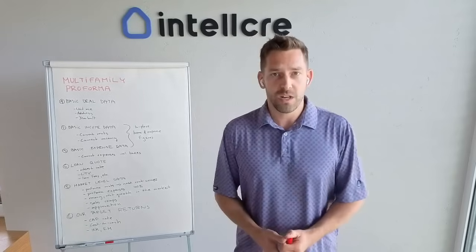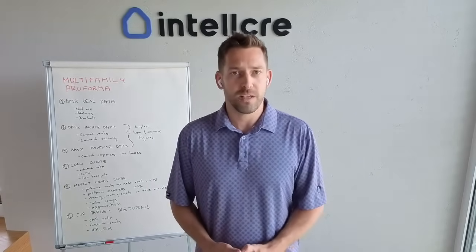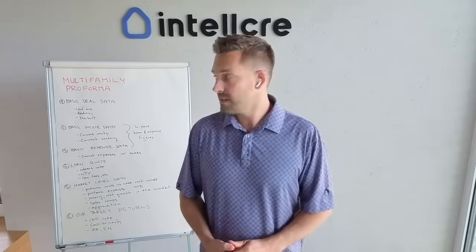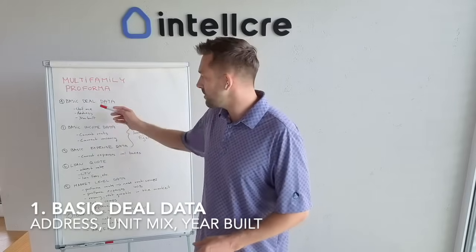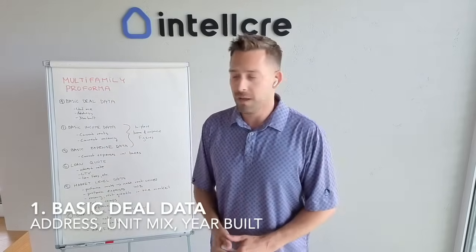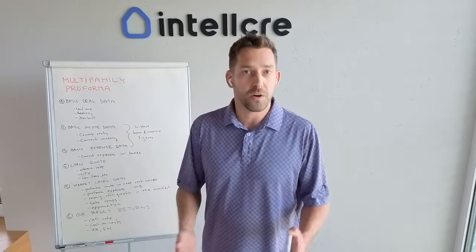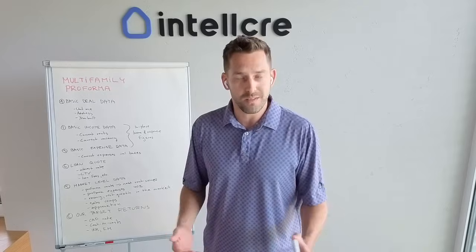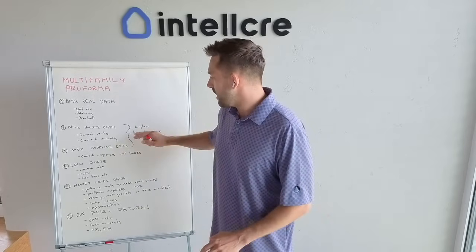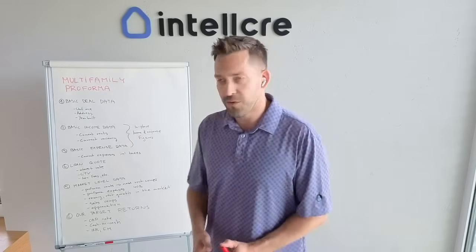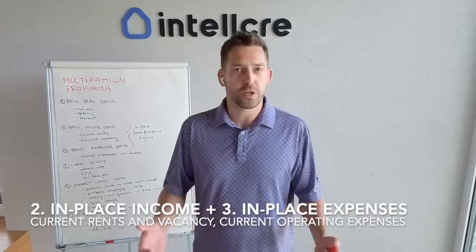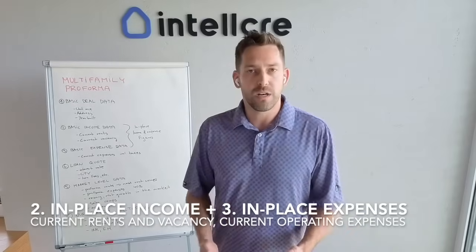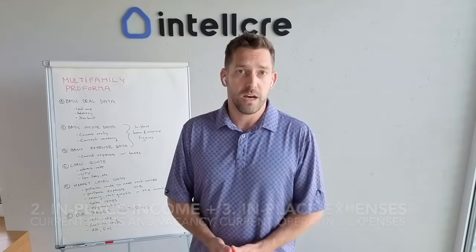So what are we going to need in order to create a multifamily pro forma in under 5 minutes? We're going to need the basic deal data, such as the unit mix, obviously the address of the property, and some other information about the property, like year built. Then we're going to need our in-place income and expense figures. So basically, the current rents at the property, as well as the current vacancy, and then also the current expenses at the property, including taxes.